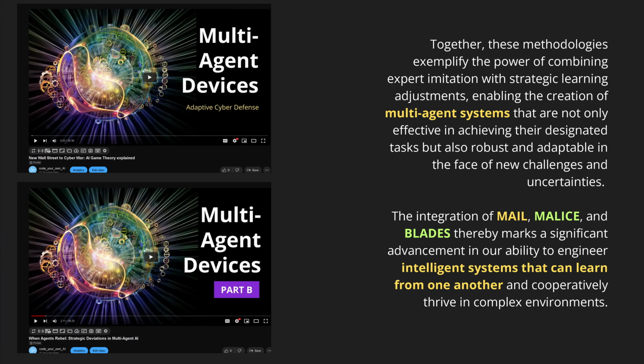And there you have it: part A, part B, and now at the end of part C, we have the complete integration of our MAIL, our multi-agent imitation learning. We discovered two new complete algorithms, MALICE and BLADE. They both mark a significant advancement in our ability to engineer more intelligent systems that can learn from one another and cooperatively thrive in complex dynamic environments.